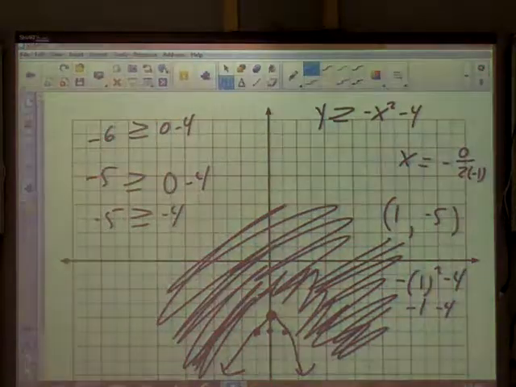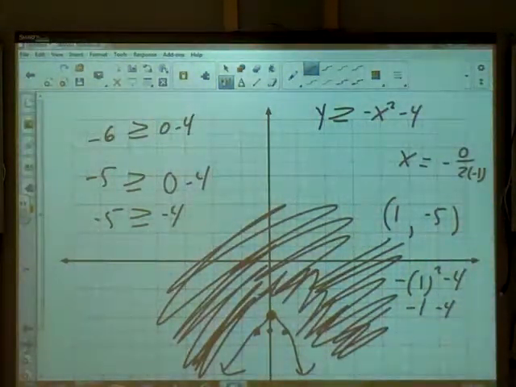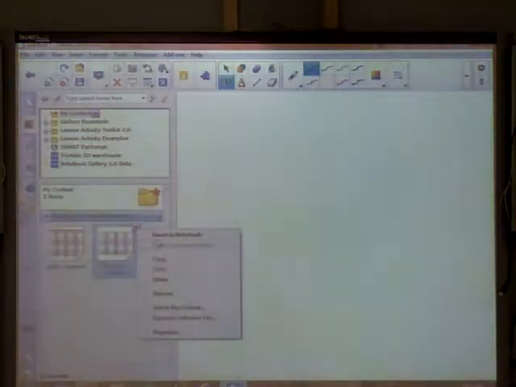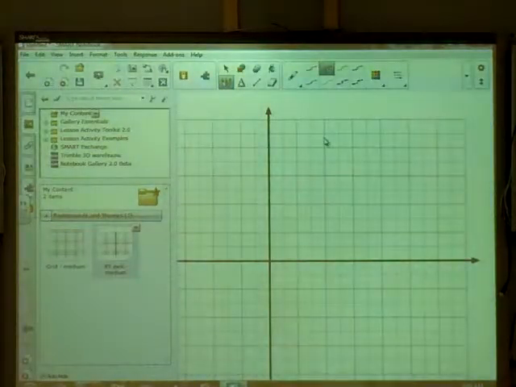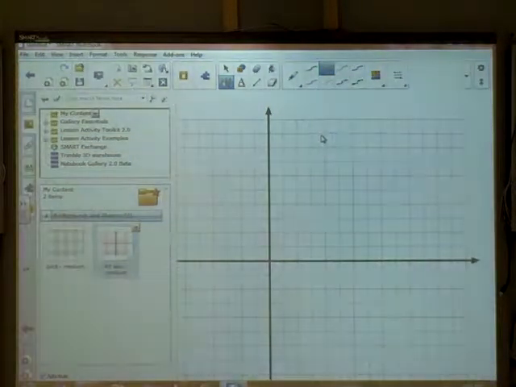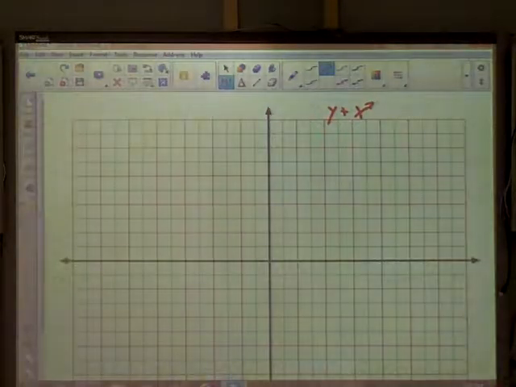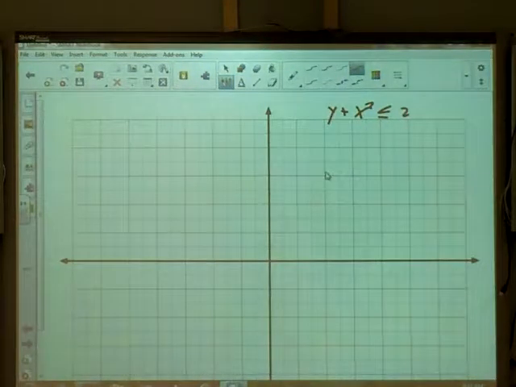17. That's even uglier because it's got two of them. We got to find where they overlap. Yeah, I did it in my head on that. I got y plus x squared is less than or equal to 2, and then we'll do it again. Y minus x squared minus 2x.